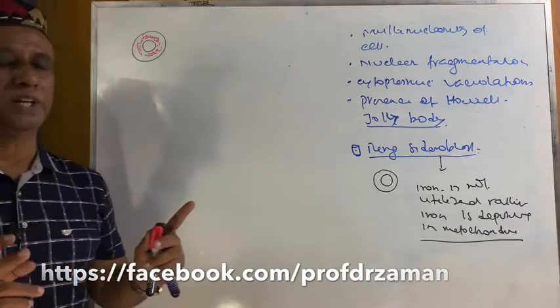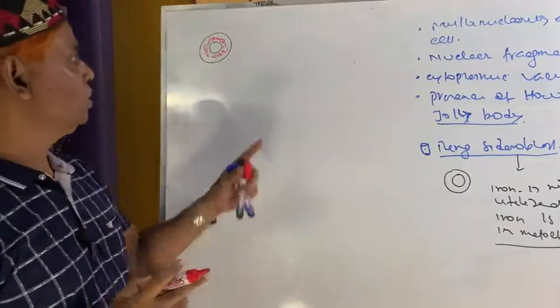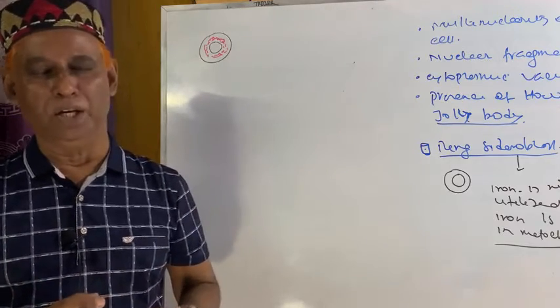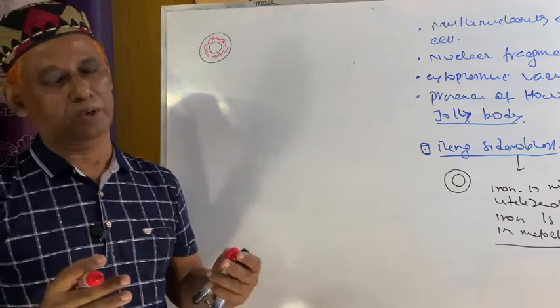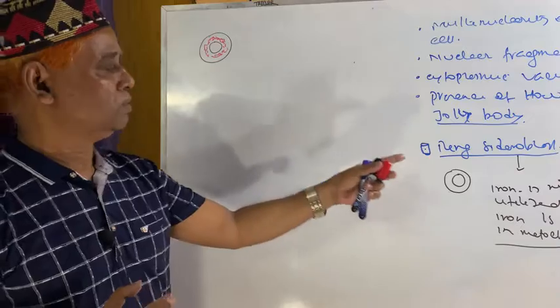You know, in sideroblastic anemia we get hypochromia of red cells. So in myelodysplastic disorder, we get dimorphic blood red cells. Some red cells are normochromic, some are hypochromic. Hypochromic due to sideroblast.